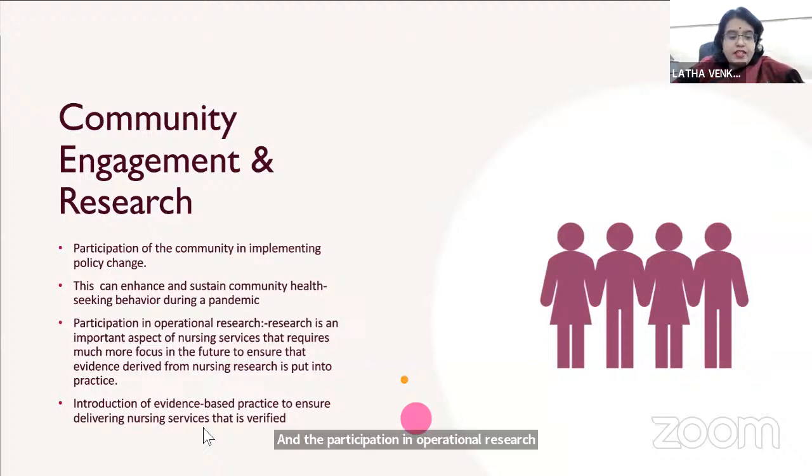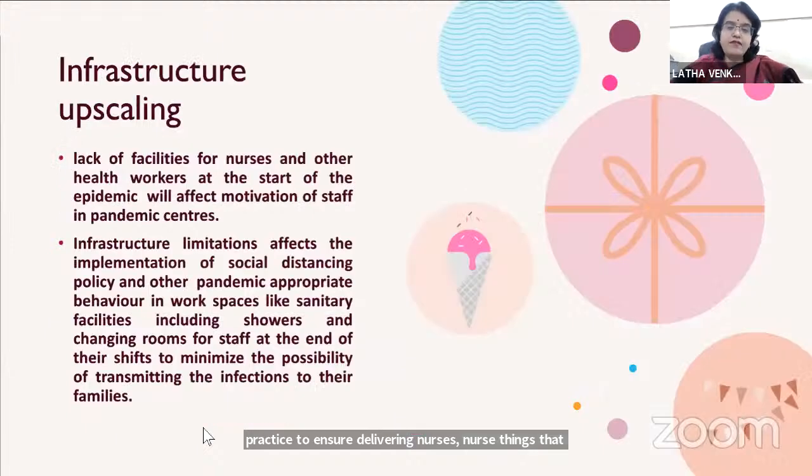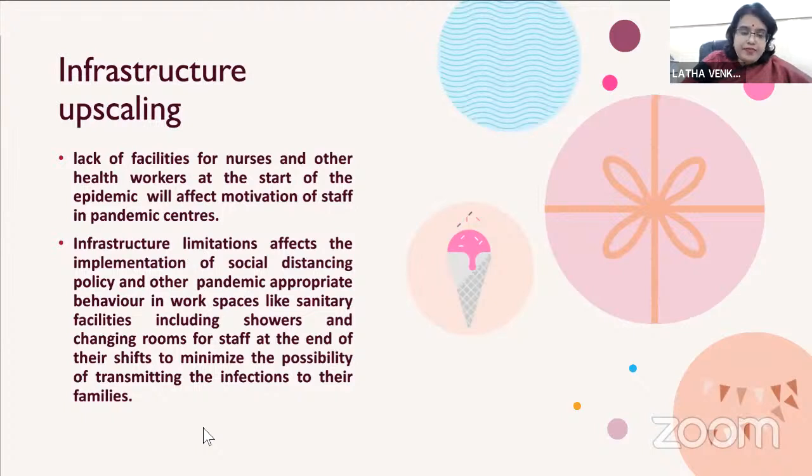This is an important aspect of nursing services that requires much more focus in the future to ensure that evidence derived from nursing research is put into practice. And introduction of evidence-based practice to ensure delivering nursing services that is verified is also required. And infrastructure upscaling. As I told you, we need to upscale the infrastructure. Lack of facilities for nurses and other healthcare workers at the start of the epidemic will affect the motivation of staff in pandemic centers.